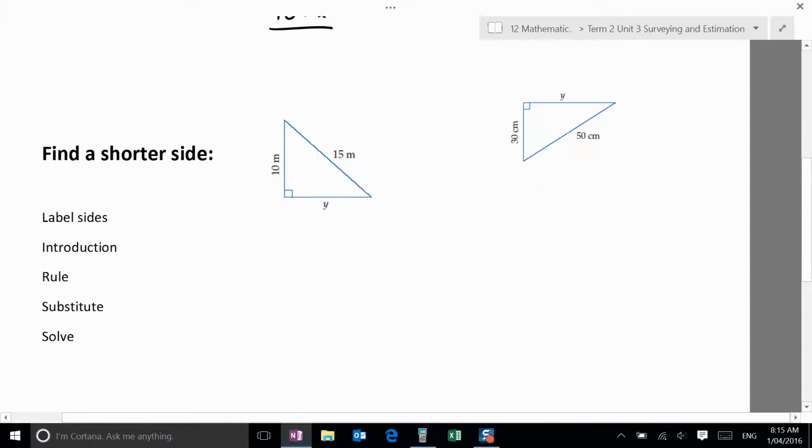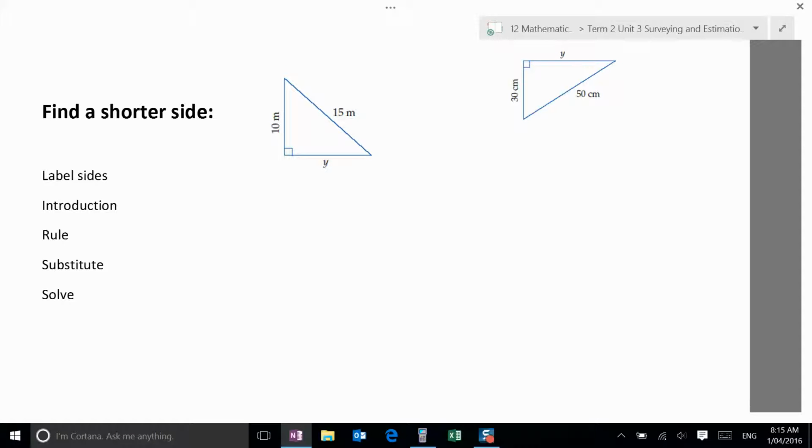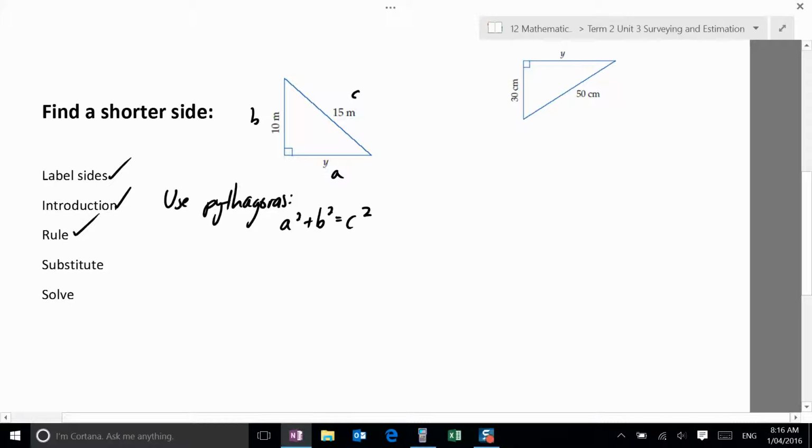And moving down, finding one of the shorter sides. Sometimes students struggle a little bit. I recommend that we just follow exactly the same process. So I'll label the sides A, B, and C. Done. Write an introduction. I'm going to use Pythagoras. Done. Write the rule. A squared plus b squared equals c squared. Done. Substitute in the things that I know. So A is y, B is 10, C is 15. Done. And now solve.